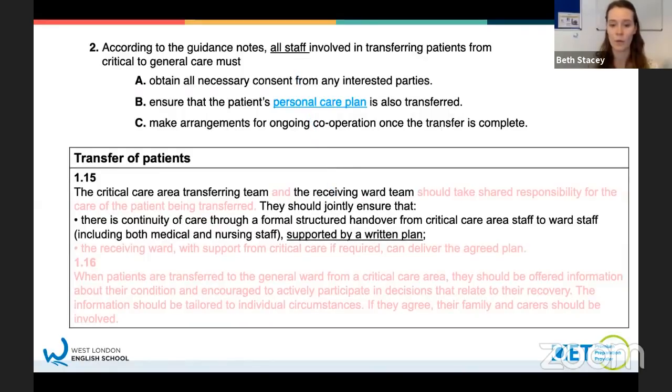Now, what that means is a synonym. It means a personal care plan. So with those synonyms, we've got plan. We know that personal care would be a written plan related to the staff. And that means that B is our answer. So the key here is all staff. And the synonyms that we're looking at are the two teams and the word jointly. And that tells us where the answer is.